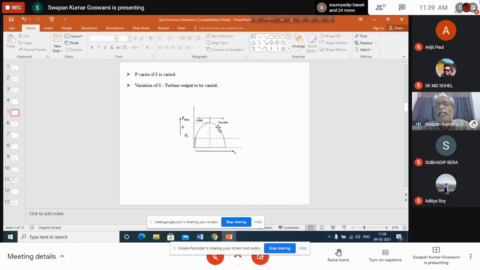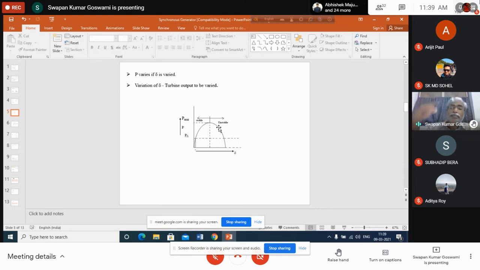So as it will always accelerate, speed will go on increasing, delta will go on increasing. That means the speed will never be able to come back to its synchronous value. Once it has become above synchronous, it will remain above synchronous always. So it will not be possible for the generator to restore the synchronous speed again.